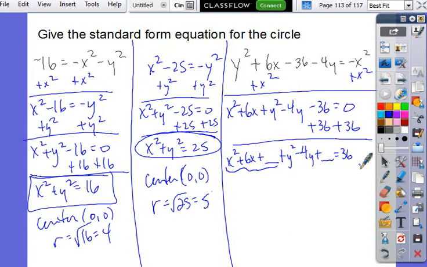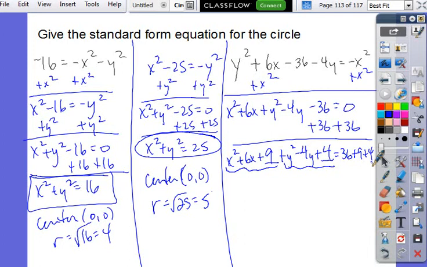Take that 6 and divide by 2. 6 divided by 2 is 3. 3 squared is 9, so put a 9 in there. Go to the second one. That's negative 4. Negative 4 divided by 2 is negative 2. Negative 2 squared is positive 4. If I add a 9 and a 4 on the left, I've got to add a 9 and a 4 on the right to balance it out.